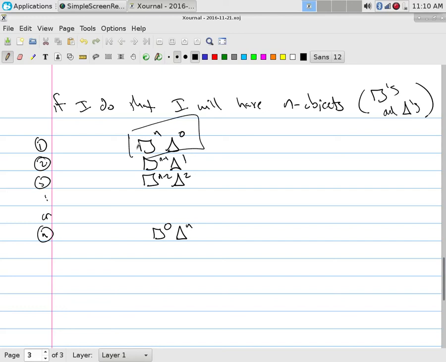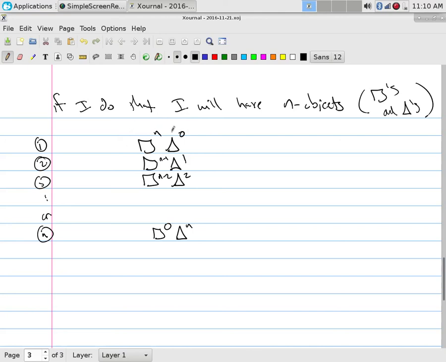I could do a count. I could do a choose function, right? How many total ways to arrange n objects are there? N factorial. How many of them are squares? N factorial. How many of them are triangles? 0 factorial, right?